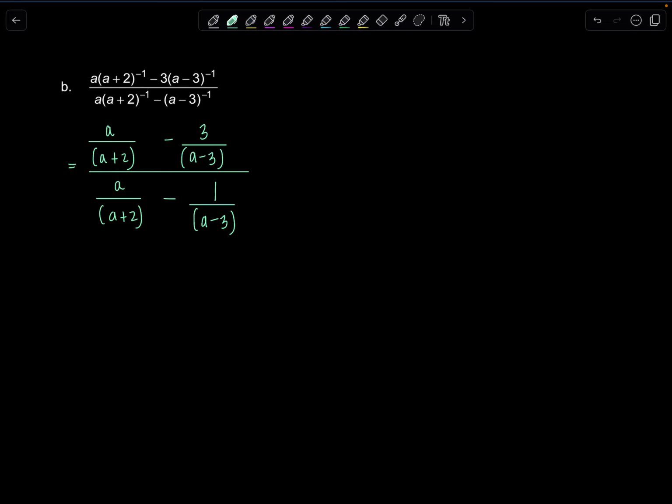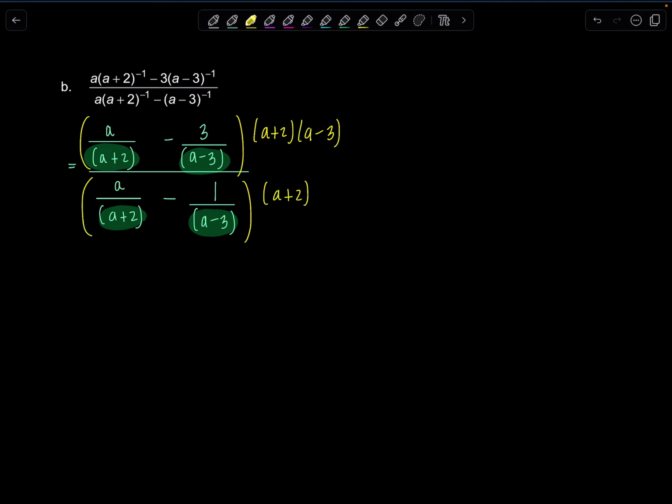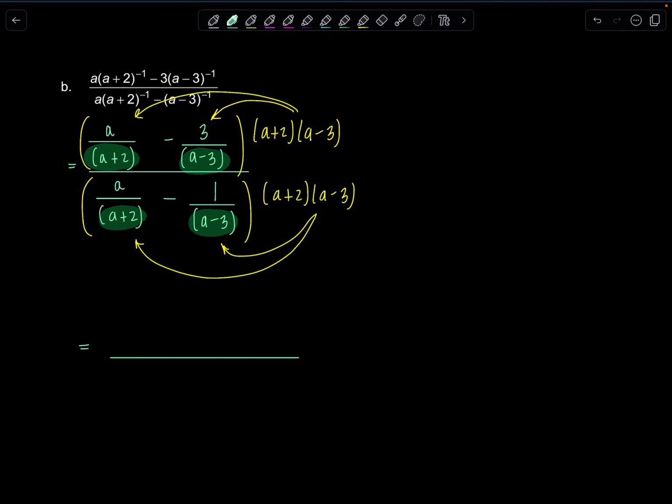Now, what's the LCD for all the minor denominators? 1, 2, 3, 4. It's just A plus 2 and A minus 3, yes? So we multiply by that in the numerator and the denominator. And then you distribute. Here, here, here, and here. So let's see, we're going to have up top, A plus 2 cancels, so it's A times A minus 3. Minus 3 times A plus 2. In the bottom, we have A times A minus 3 minus 1 times A plus 2.